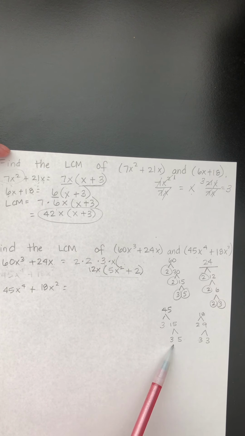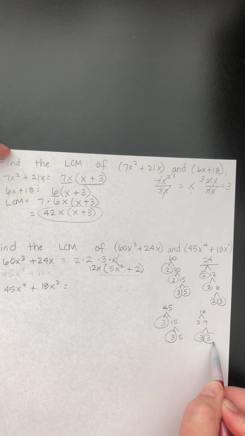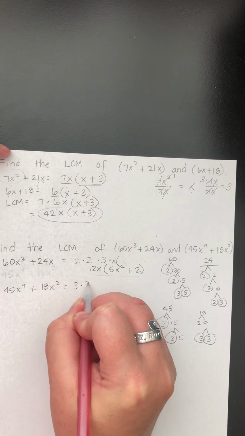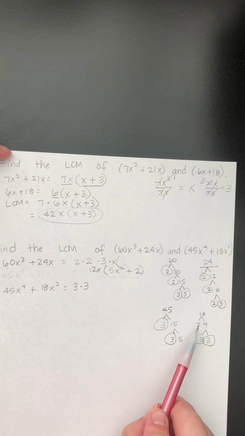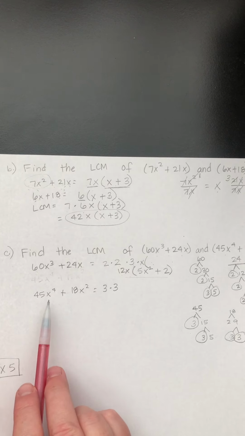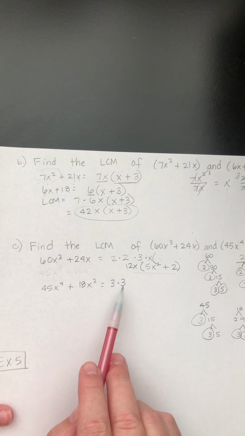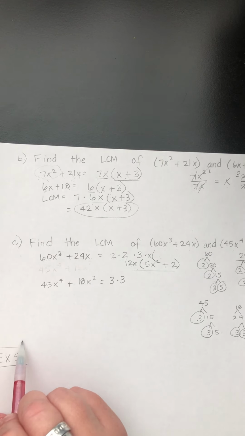3 appears twice in 45 and twice in 18, so we're going to use 3 two times, 3 times 3. And then the 5 appears in 45, but not 18, so we can't use the 2 or the 5. Okay? So now that we've factored this, 3 times 3, which is the same as 9, we're going to see how many x's we can take out of each term.